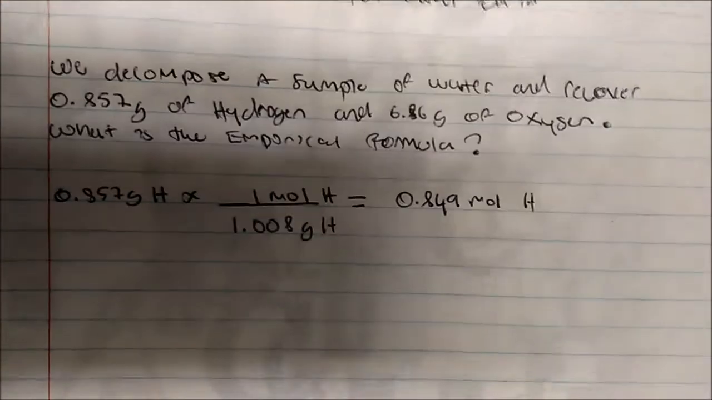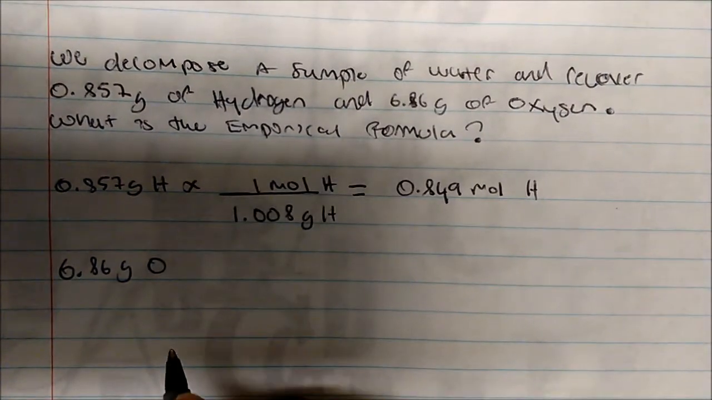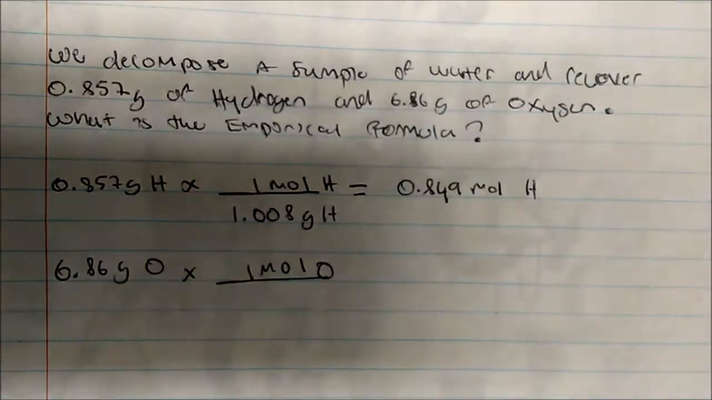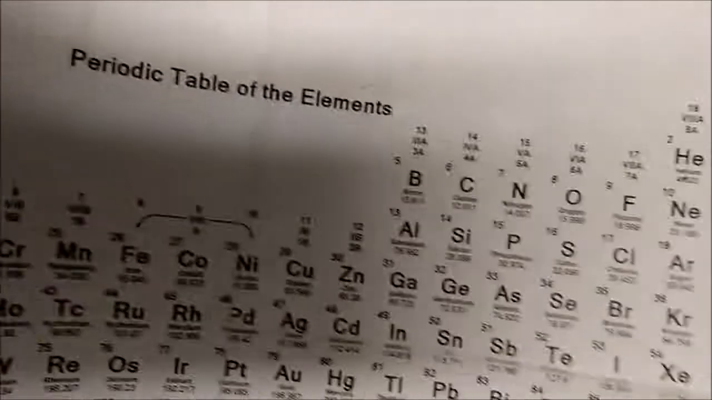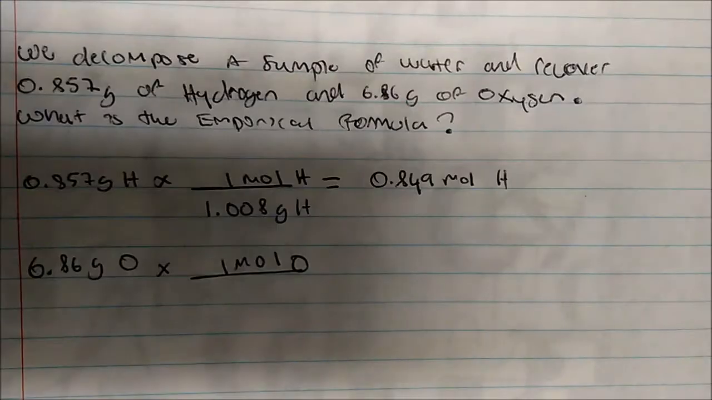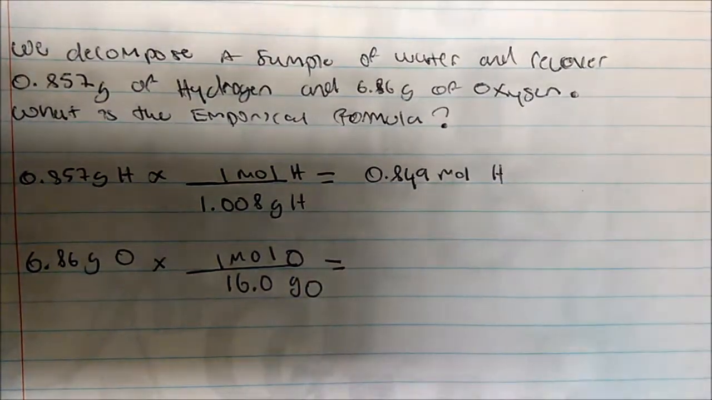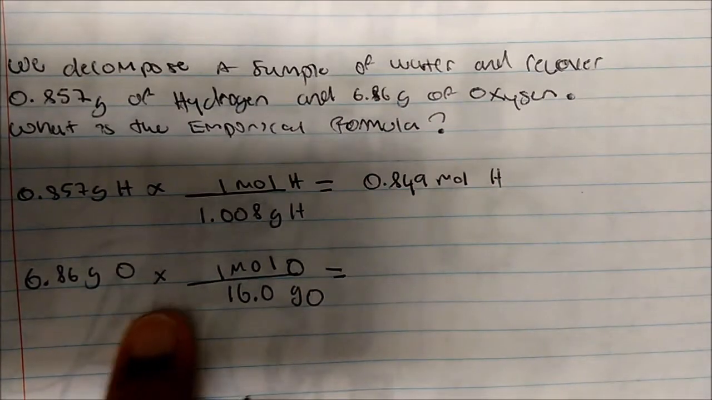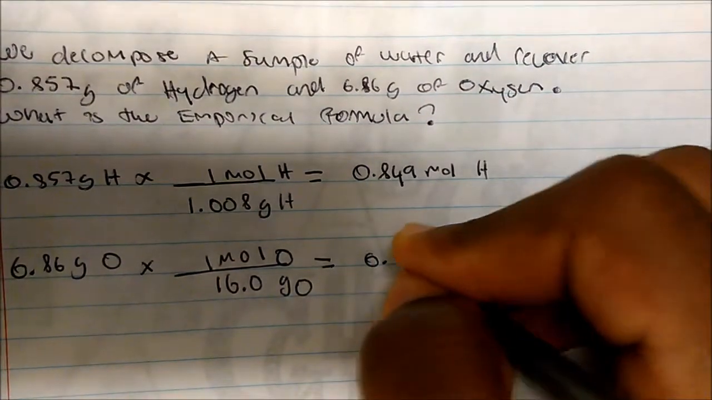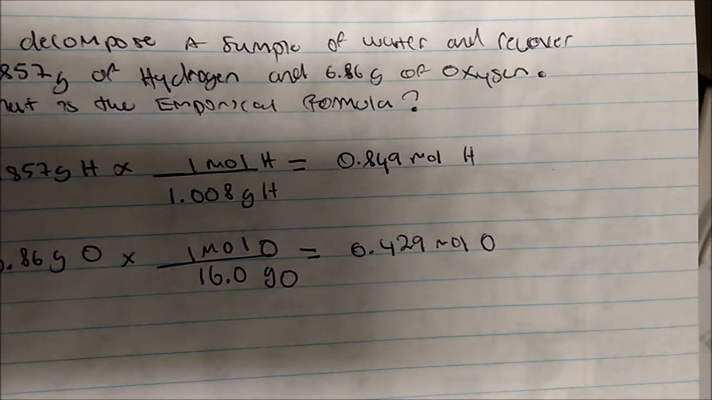Now I have to do the same thing for oxygen. I have 6.86 grams of oxygen, and I need to go to moles. If I take a look at my periodic table, for every 1 mole of oxygen, I get approximately 16.0 grams. So my 16.0 grams will go on the bottom, and grams will cancel grams of oxygen. If I simply divide 6.86 by 16, I'm going to get approximately 0.429 moles of oxygen.